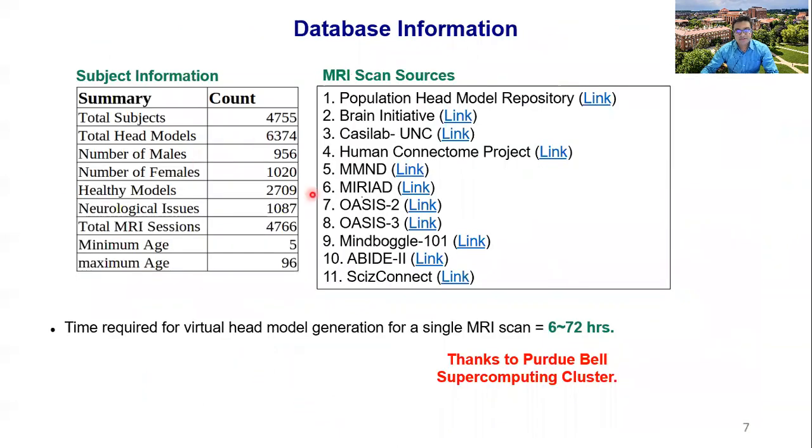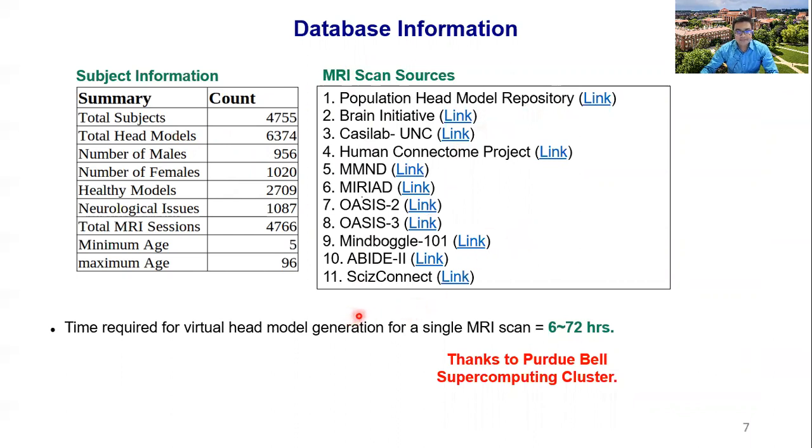So using this whole workflow, we have generated a huge data set containing over 4,700 subjects and roughly 6,000 head models. The corresponding head models are, of course, co-registered. The corresponding MRI scans are collected from 11 different sources, and you can find the MRI scans at these links that I have provided here in this slide.